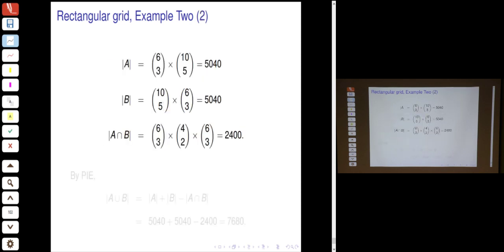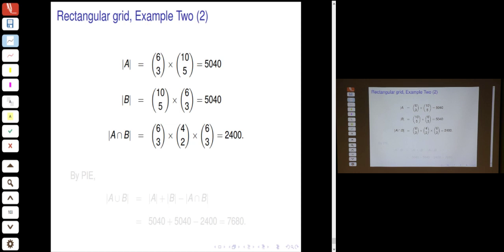Now you know by the basic example, from 0, 0 to 3, 3 is like 6 choose 3. Because you have to go 3 steps to the right, 3 steps up. So the total number of steps is 6. Among the 6, you have to choose 3. So this is the number of ways you go from 0, 0 to 3, 3. Now similarly, from 3, 3 to 8, 8, you have this number, by the same reason. So it gives you this 5040.